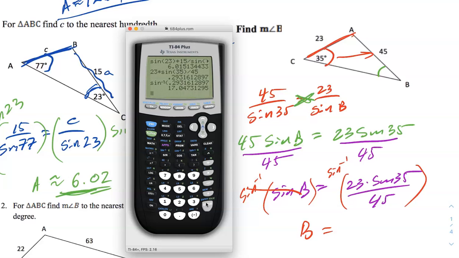So I get about 17.5, going to the nearest hundredth. So there you go. That's the measure of angle B. That's how you use the inverse sine.